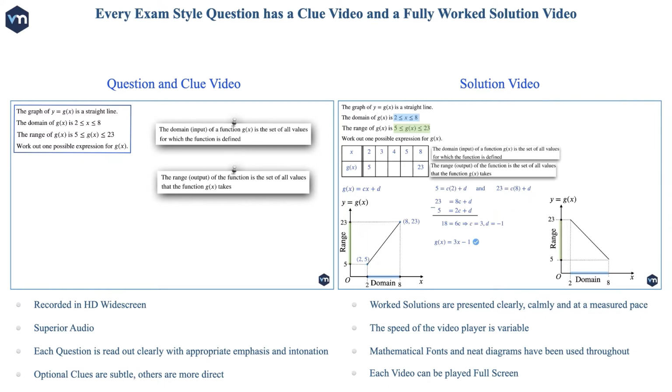Here is another example I could use. In this case, the straight line passes through (2, 23) and (8, 5), producing the simultaneous equations 23 equals c times 2 plus d, and 5 equals c times 8 plus d. Now in a similar way, I can subtract one equation from the other. 18 equals minus 6c this time, therefore c equals -3 and d equals 29. And so another possible expression for g of x is g of x equals -3x plus 29.